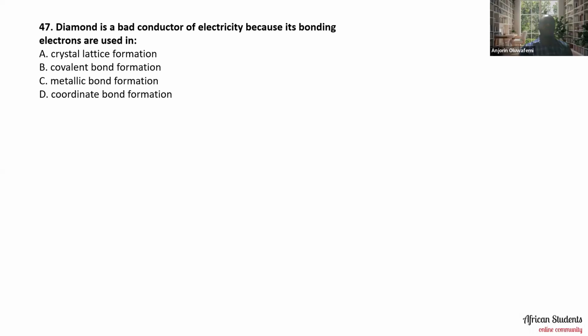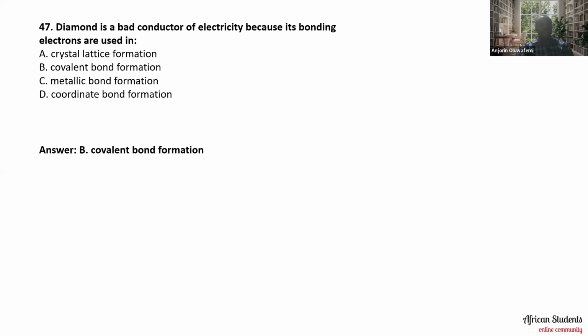450 cm cube. Okay. Diamond is a bad conductor of electricity because its bonding electrons are used in crystal lattice formation, covalent bond formation, metallic bond formation, coordinate bond formation. So the answer to this one is actually covalent bond formation.